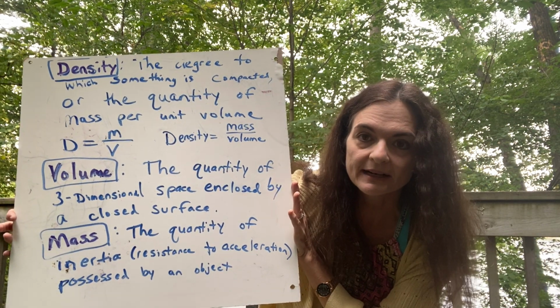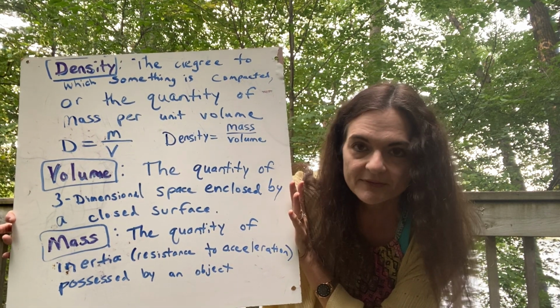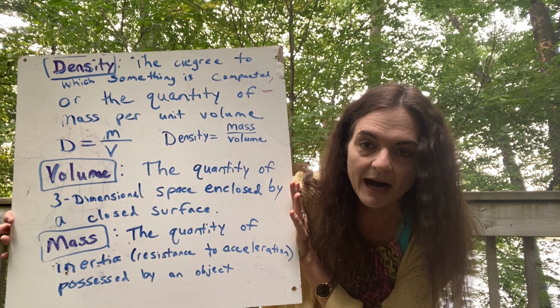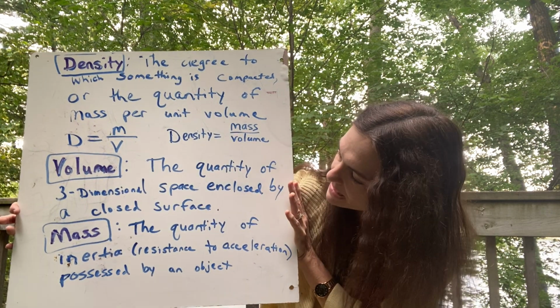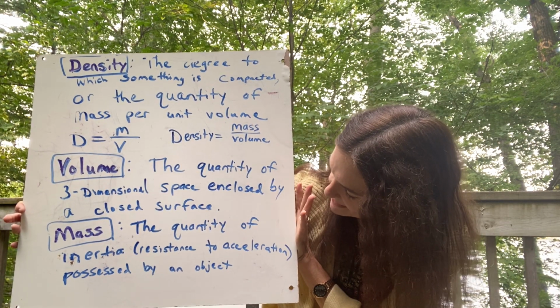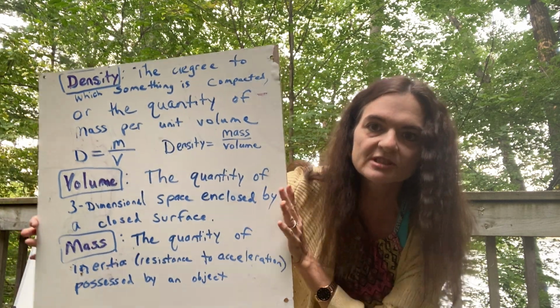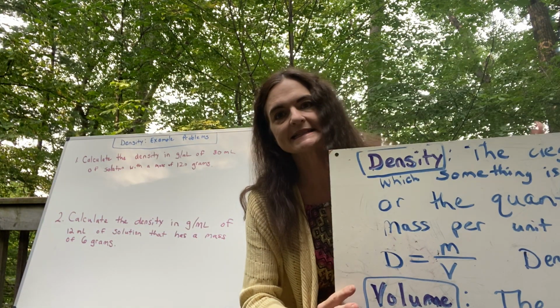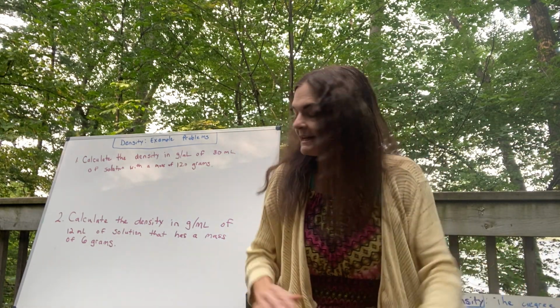For example, you might think of a 2-liter pop bottle. The volume of that pop is 2 liters. It's how much space it takes up in that bottle. And then the mass is the quantity of inertia, or resistance to acceleration, possessed by an object. Some people were also confused about that, about mass versus weight. And so that is the definition of mass there.